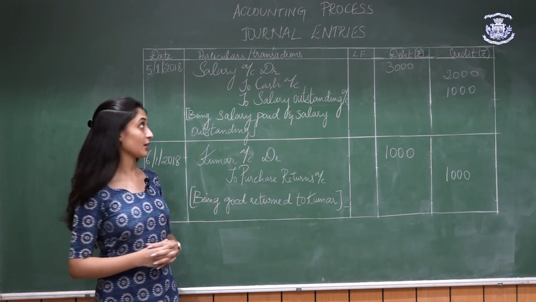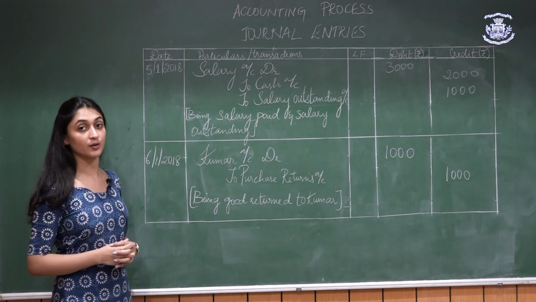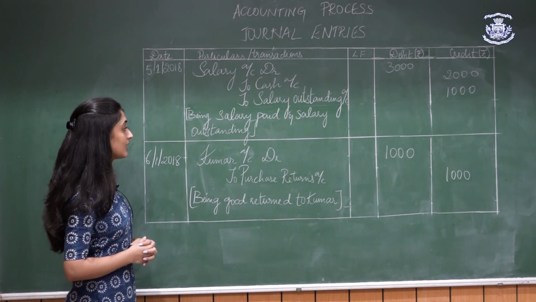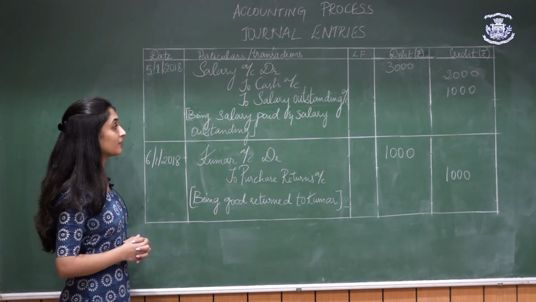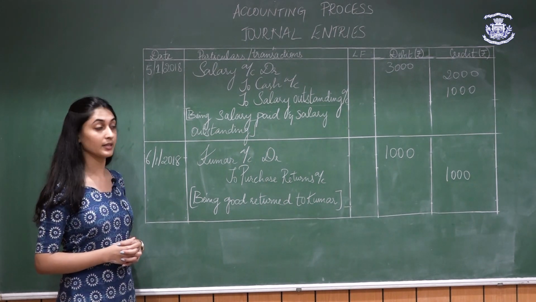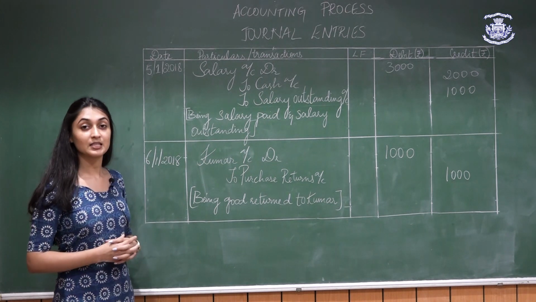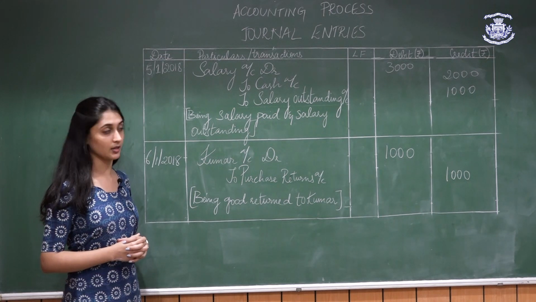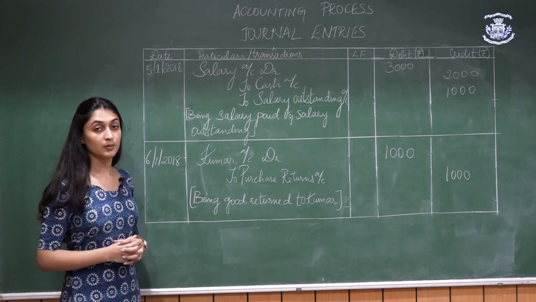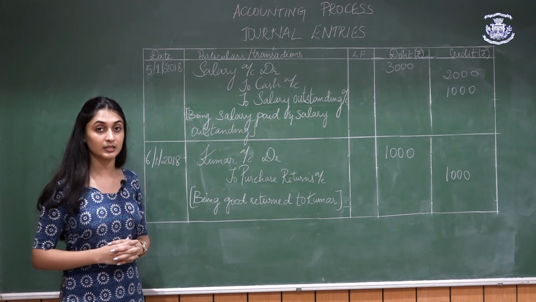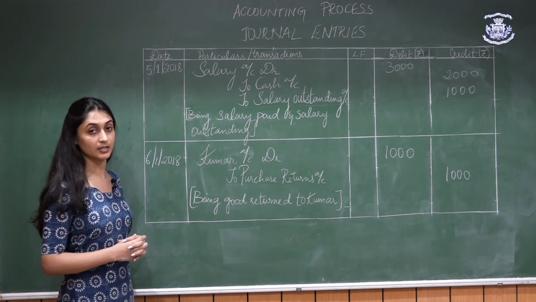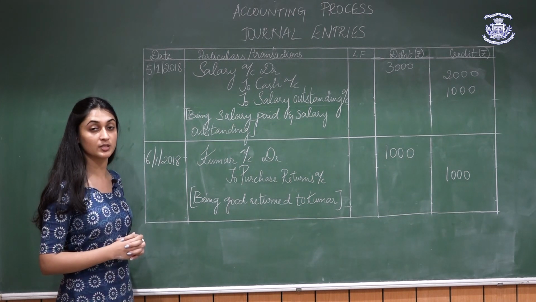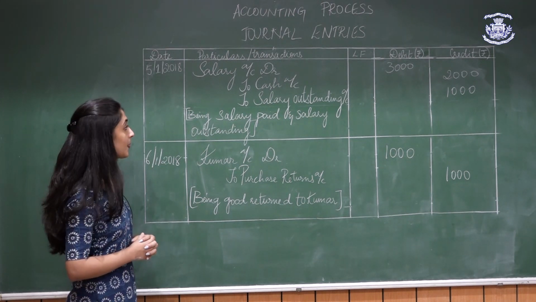The fifth transaction takes place on the 5th of January 2018. The transaction is salary paid and salary outstanding. Salary paid is rupees 2,000 while salary outstanding is 1,000 rupees. Since salary is an expense and expenses are increasing, we debit the salary account. The cash balance is going to decrease, because of which the asset is going to decrease, and we credit the cash account by 2,000 rupees, which is the amount of salary paid.